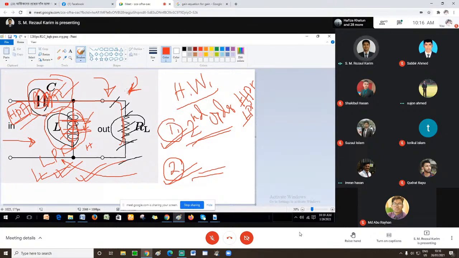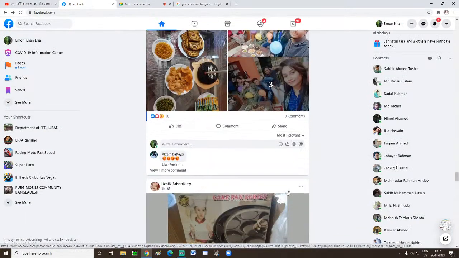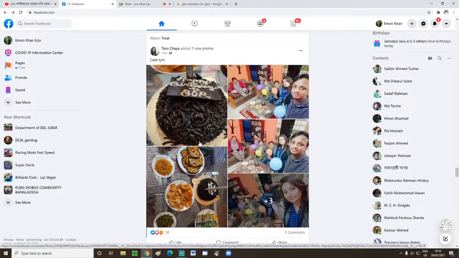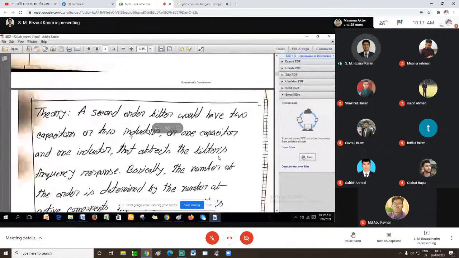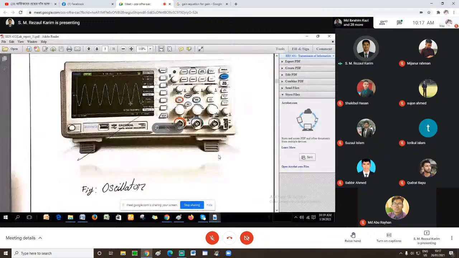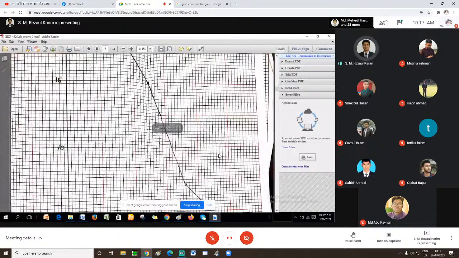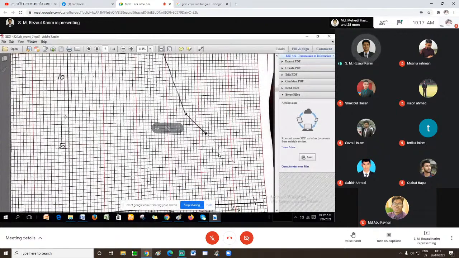Sir, do we need any lab report for this first class? No, not yet. We are still in the beginning, in the theory part. We have one lab report. You can see two lab reports based on a high pass and low pass filter. But what you will do and how you will do it, I will explain. Here is the block diagram, here is the circuit, there is a data table as well, and there is a graph as well. So I will explain all of this.